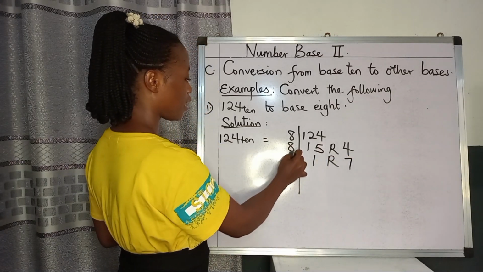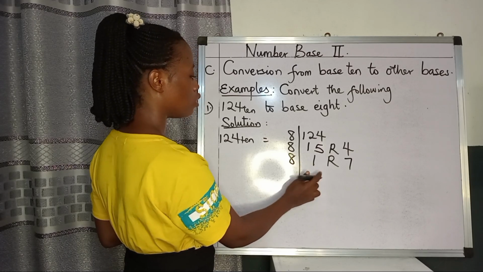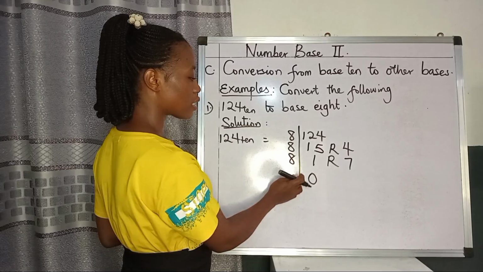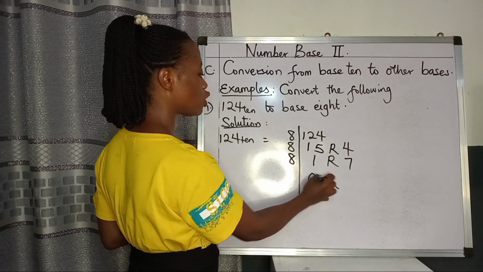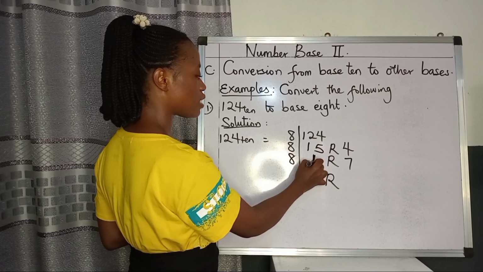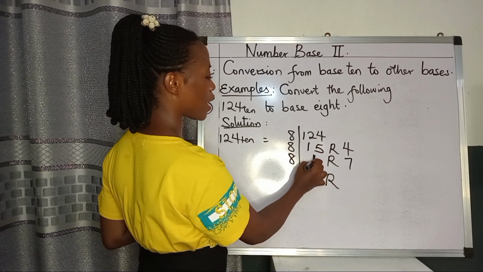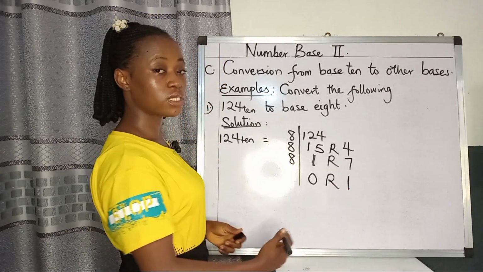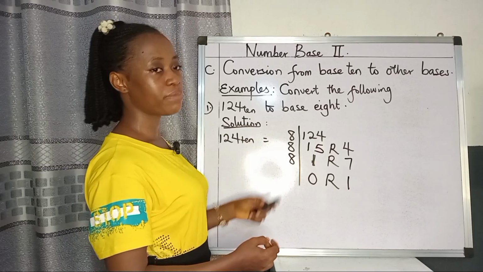Now when you get to this stage, all you need to do is write 0. When you can't divide anymore, the next thing to do is to write 0. And when you write 0, for your remainder, whatever you have at the left hand side is moved to your right hand side. So I have 1 here, and I'm bringing that 1 to this place. I believe you understand. I'm converting 124 base 10 to a number in base 8.